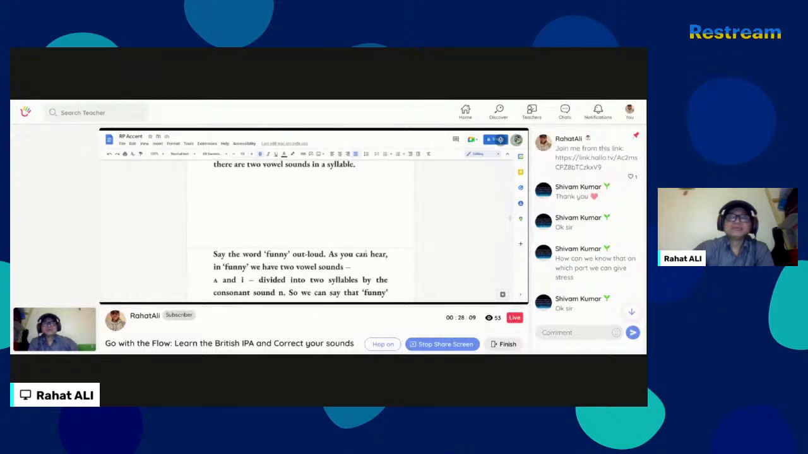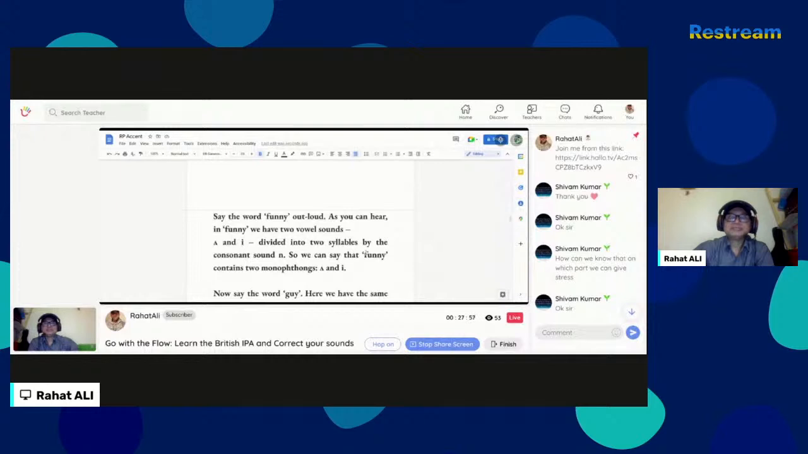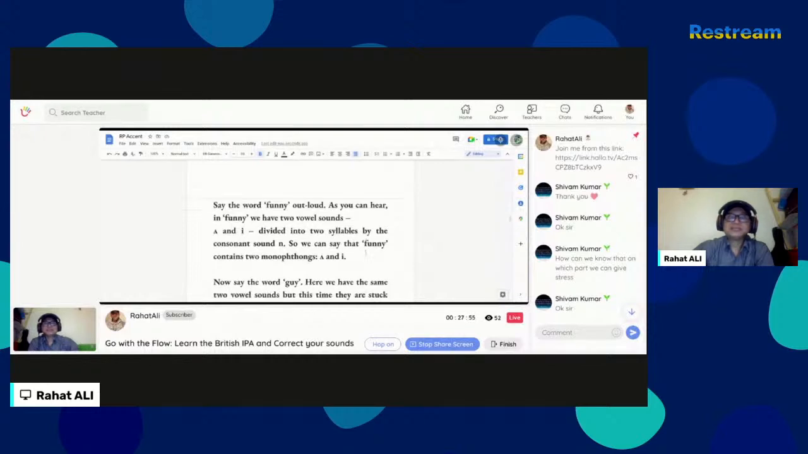Say the word funny out loud. As you can hear, it is funny. We have two vowel sounds, divided into two syllables by the consonant sound. So we can say that funny contains two monophthongs.